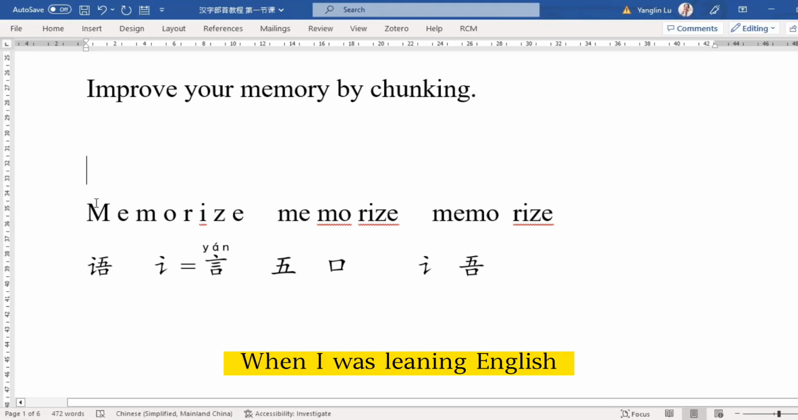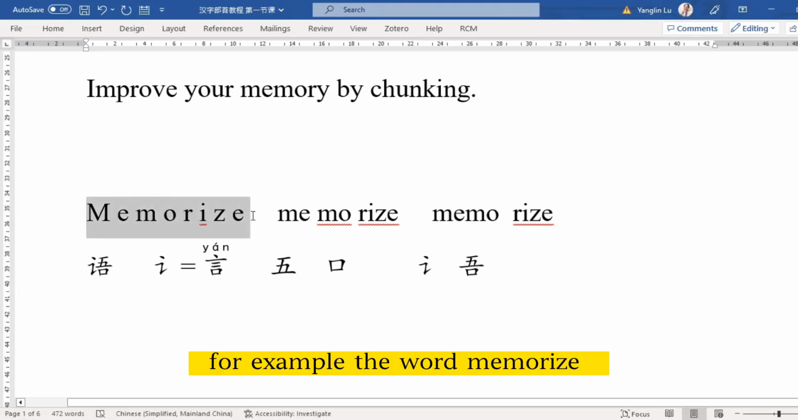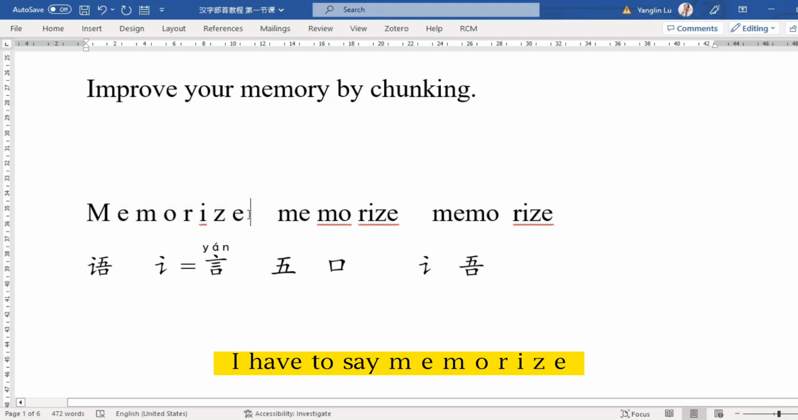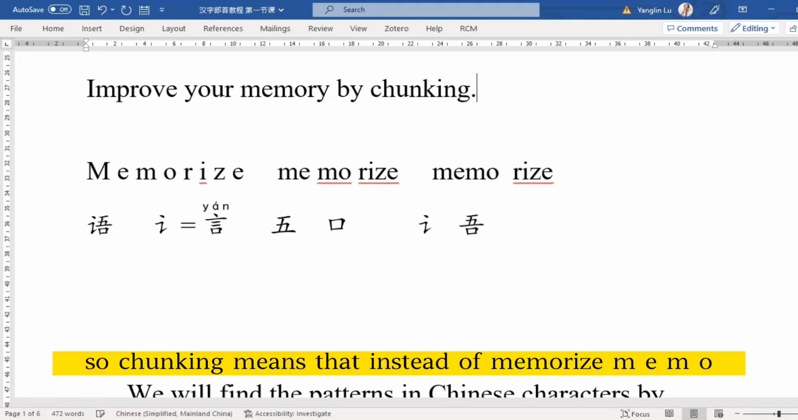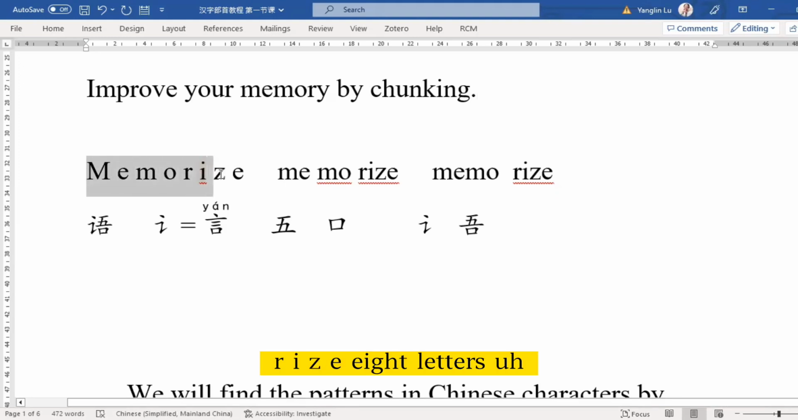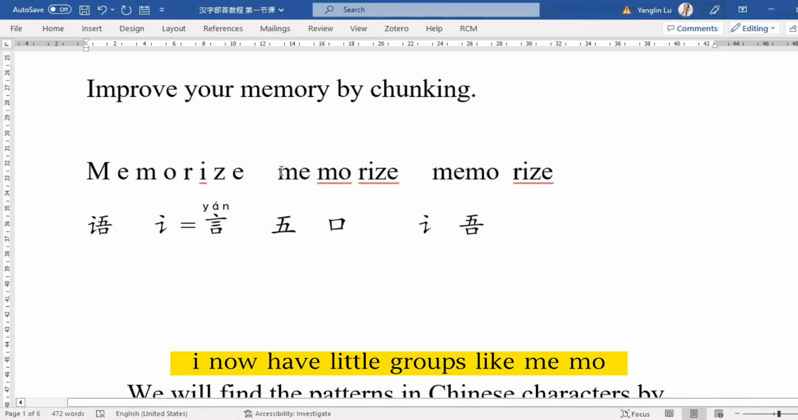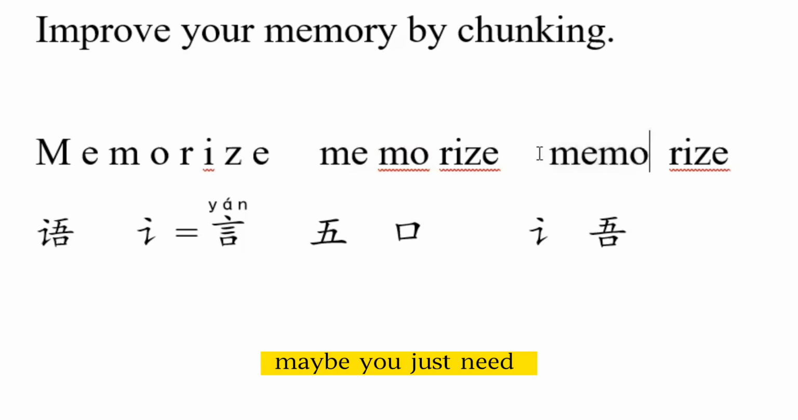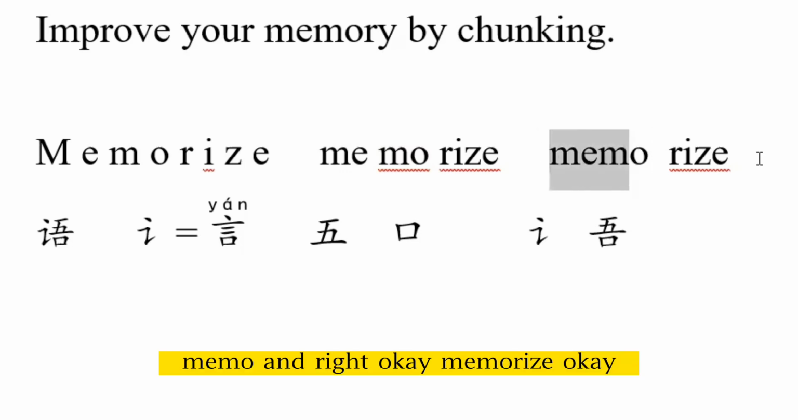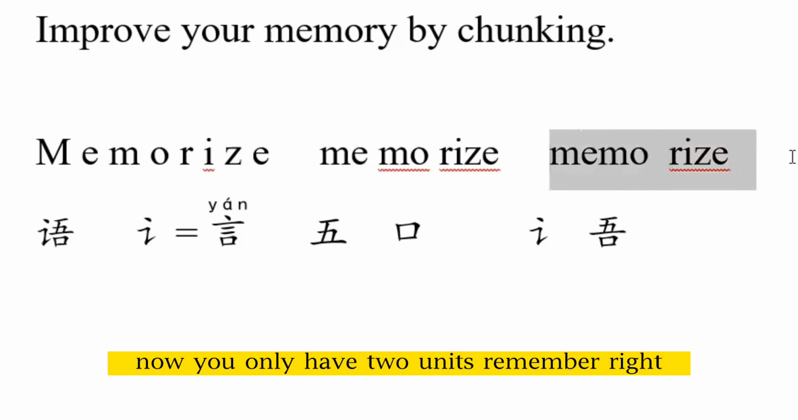When I was learning English, for example, the word memorize, I had to say memorize and just repeat and repeat until I remembered the spelling. So chunking means that instead of M-E-M-O-R-I-Z-E, 8 letters, I now have little groups like memo-ri-ze. Now you only have 3 units to remember. And with the increase of your vocabulary, maybe you just need to remember memo and rise. Now you only have 2 units to remember, right?